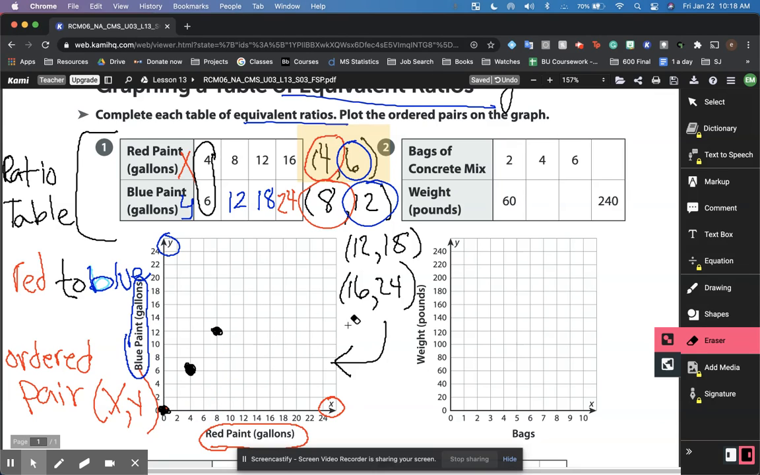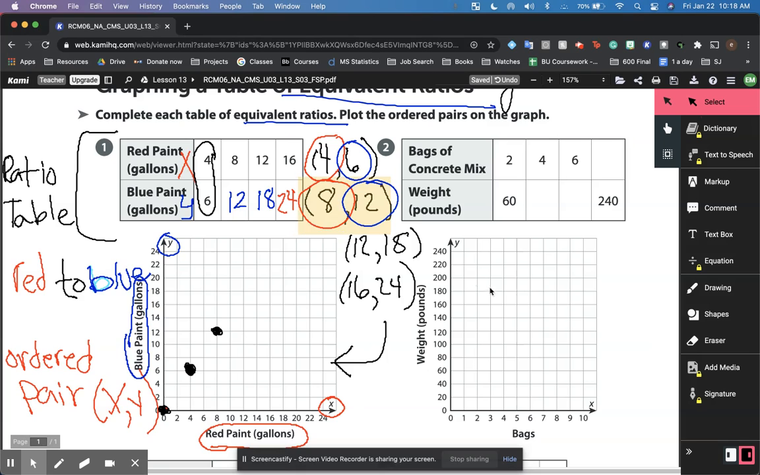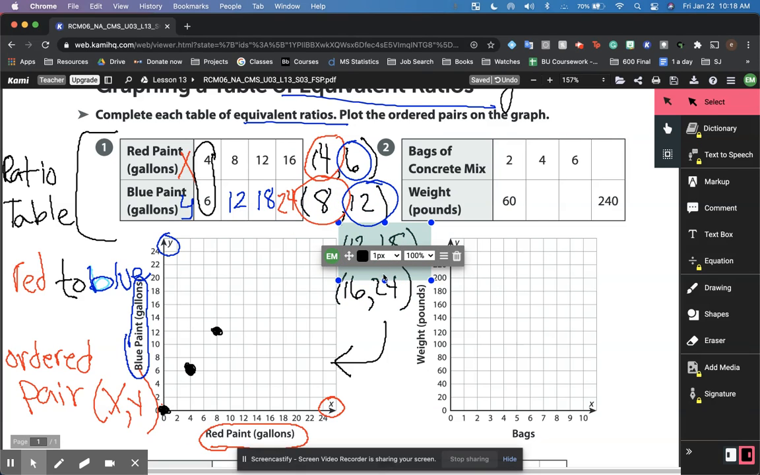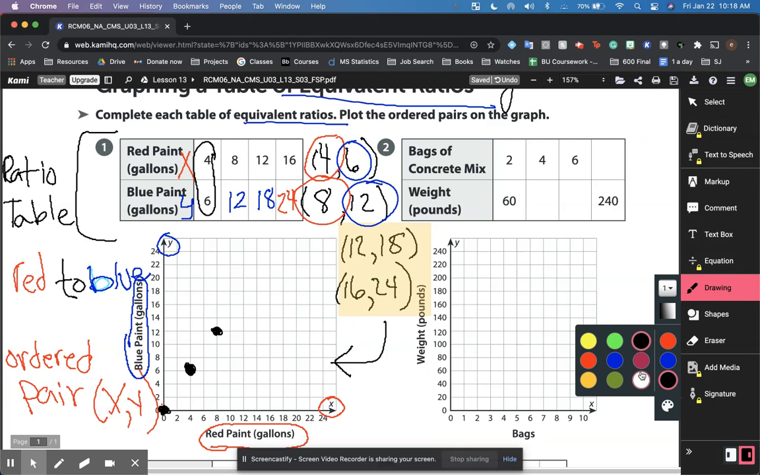Take a moment here to pause if you haven't done this yet or need to correct your work. See if you can do the last 2. Can you find the ordered pair or plot the ordered pair for 12, 18 and 16, 24? And then you can come back, play the video, and check your work. If you've done that and you've checked your work and you're here to check your answers, here we go.